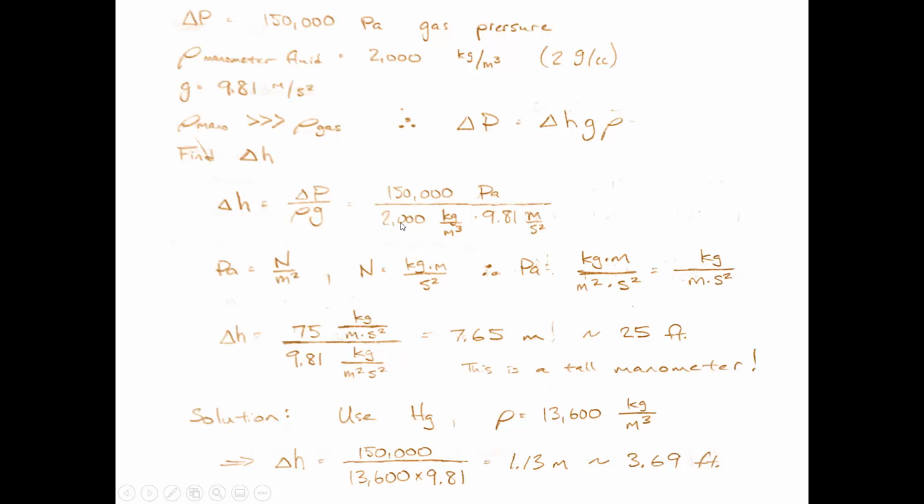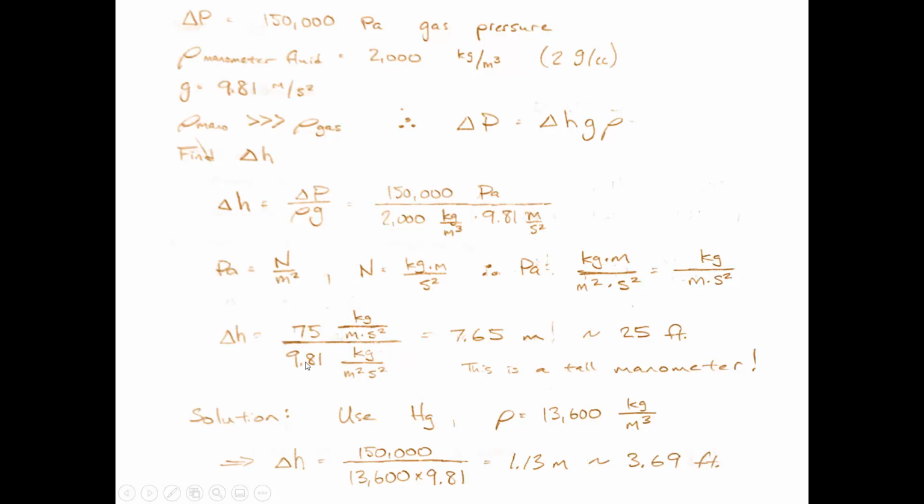But let's plug in the rest. We have the 2,000 kilograms per meter cubed and gravity. So down here, we took the 150,000 divided by the 2,000. So that's where we get the 75. And then we have the Pascal units right here.